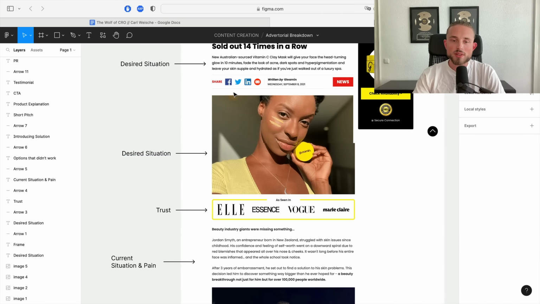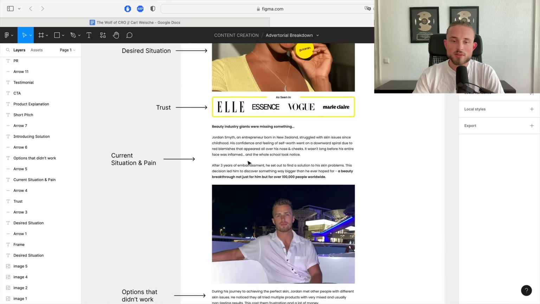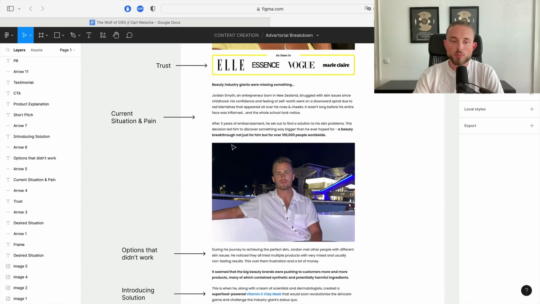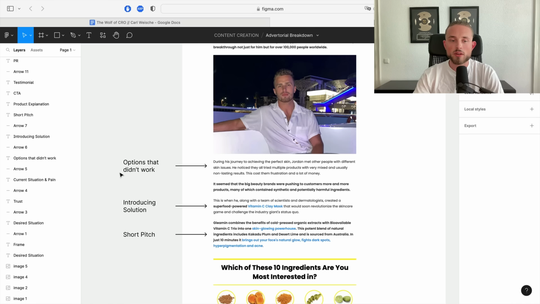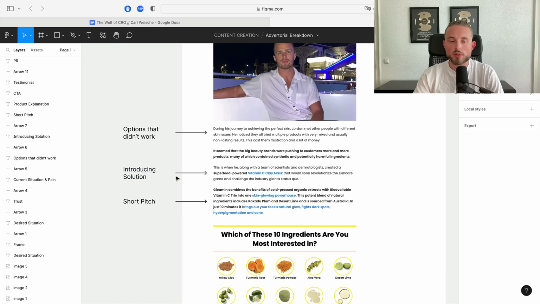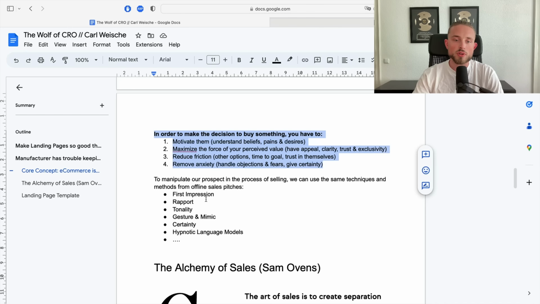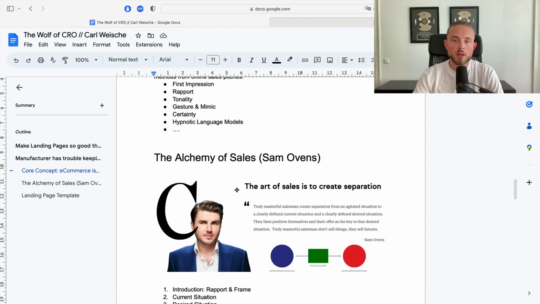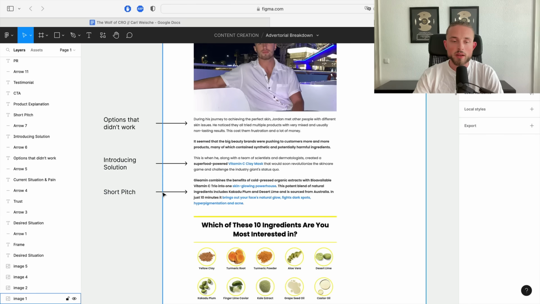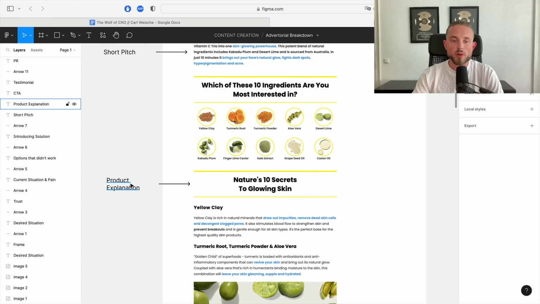So these first sections, we have the frame, the desired situation, trust, then the current situation, the pain, amplifying the pain, we talk about options that didn't work, and then we introduce the solution with a short pitch, right? So pretty similar to what I've just talked about in terms of the principles that we follow, and a really great way.